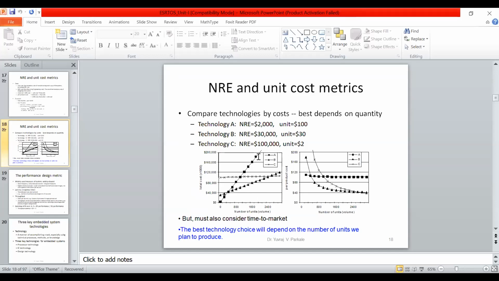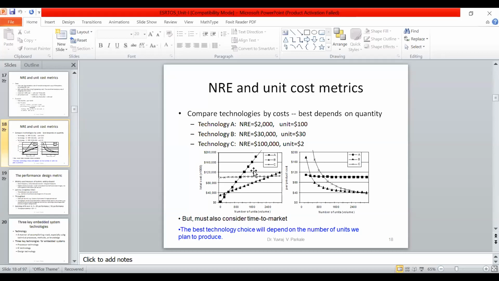What is the total cost? The total cost is equal to NRE cost plus the unit cost, sorry. So as your number of units increases, the total cost also increases. So again, this is not a good option, because the total cost increases, and no one will purchase a product having a higher total cost.